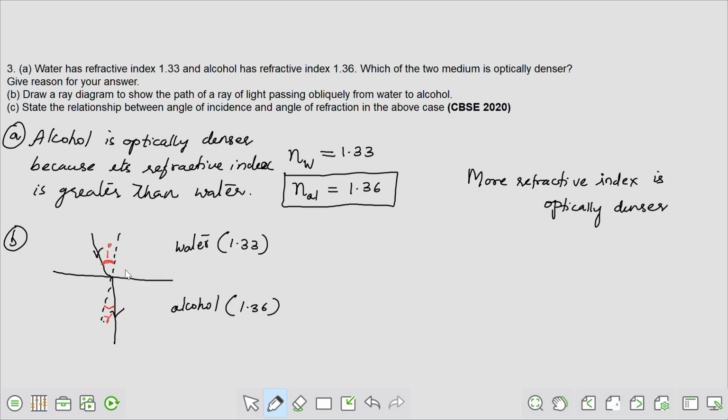Angle of refraction. So when a light ray enters from optically rarer to optically denser medium, what is the relation between I and R? Absolutely. Angle of incidence is greater than angle of refraction. So the answer to this question is angle of incidence is greater than angle of refraction. Why is angle of incidence greater? Because the light ray is entering from rarer medium to denser medium, so it bends towards the normal. In that case, angle of incidence is greater than angle of refraction.